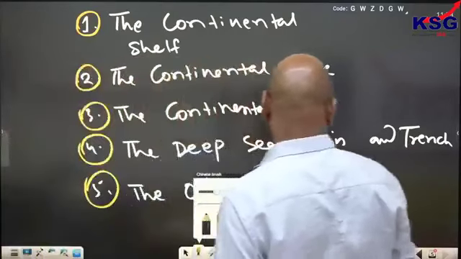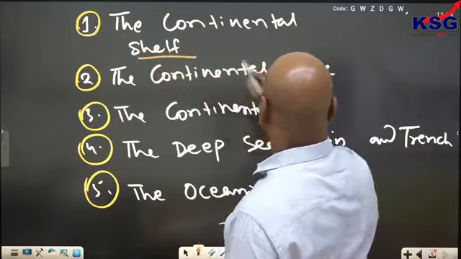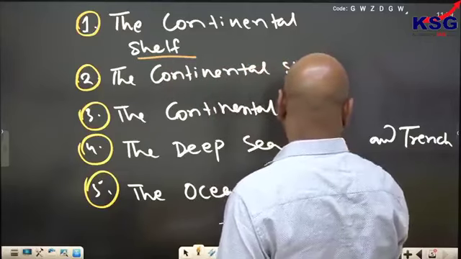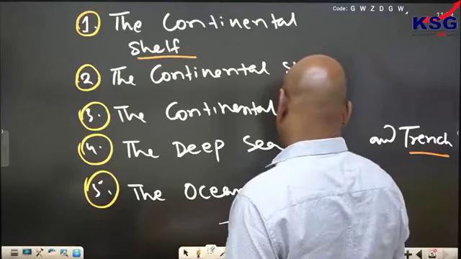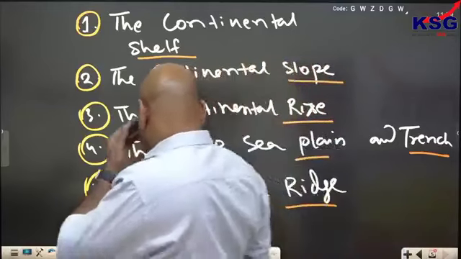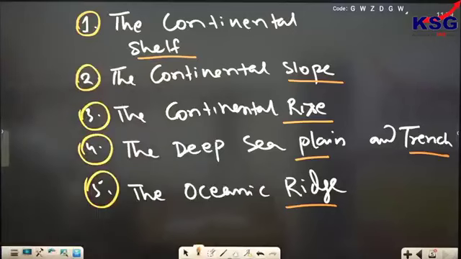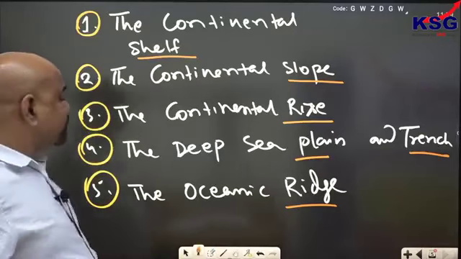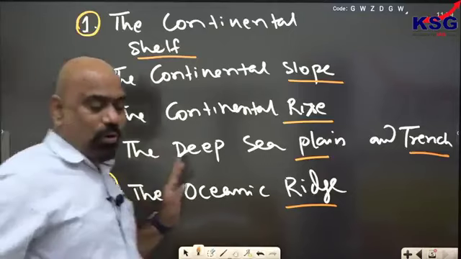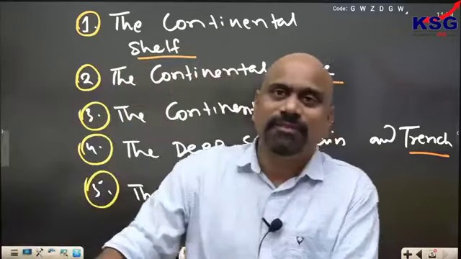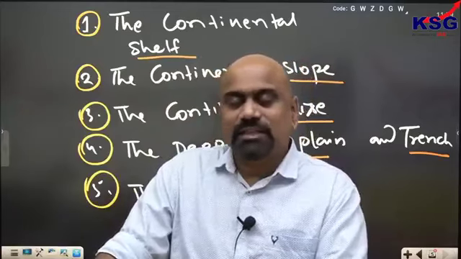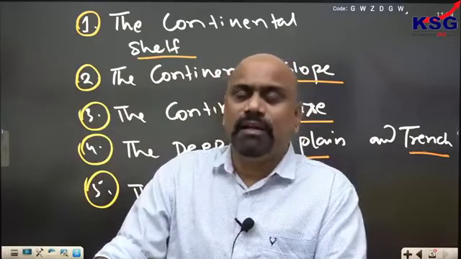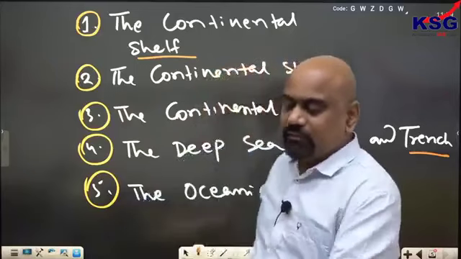So आपका ये सब जो चीजें हैं, this is like shelf, slope, rise, plain, trench, ridge, ये सब है ना. These are five most important segments here. Okay, one by one we will discuss what are the characteristics and what is where. एक एक करके इसके बारे में डिस्कस करेंगे, हम लोग डिटेल में डिस्कस करेंगे.